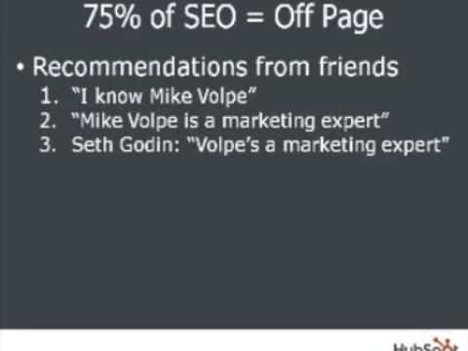The second type of recommendation you can get is that Mike Volpe is a marketing expert. So someone that maybe you don't know that well could tell you, oh, Mike Volpe, he's a marketing expert. And that's a little bit better of a recommendation for me because someone told you, they mentioned my name, and they gave you some context around that. And they give you a sense of, okay, well, Mike Volpe, and you want to talk to him when you have a marketing issue. So that's good.